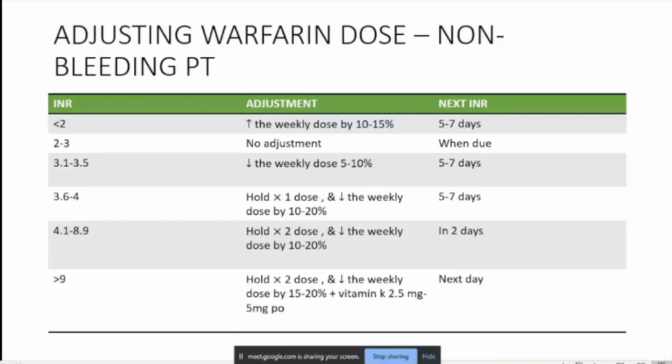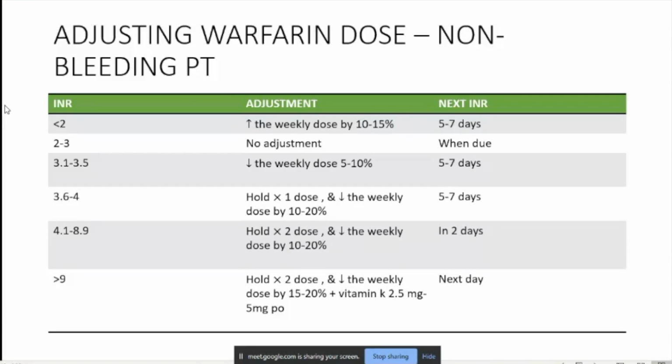Now let's see if it is between 3.1 and 3.5. So remember that: 2 to 3, less than 2 we discussed, now 3.1 to 3.5. And here we have to decrease the weekly dose. So the only conditions: we increase if it is less than 2, and we decrease if it is 3.1 to 3.5. How much reduction? 5 to 10% of the weekly dose.